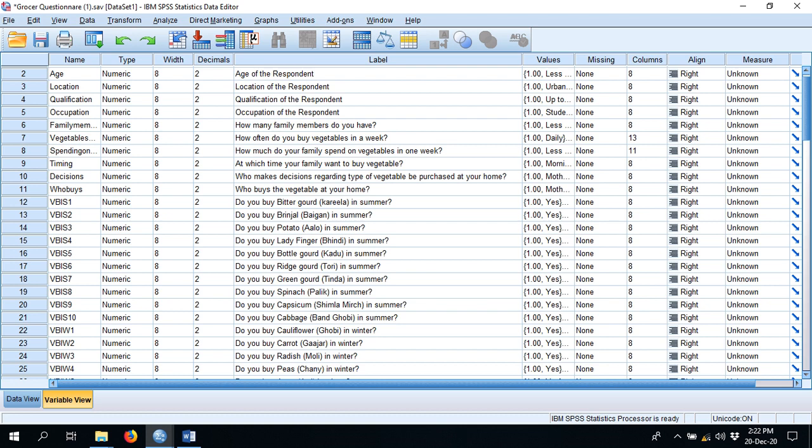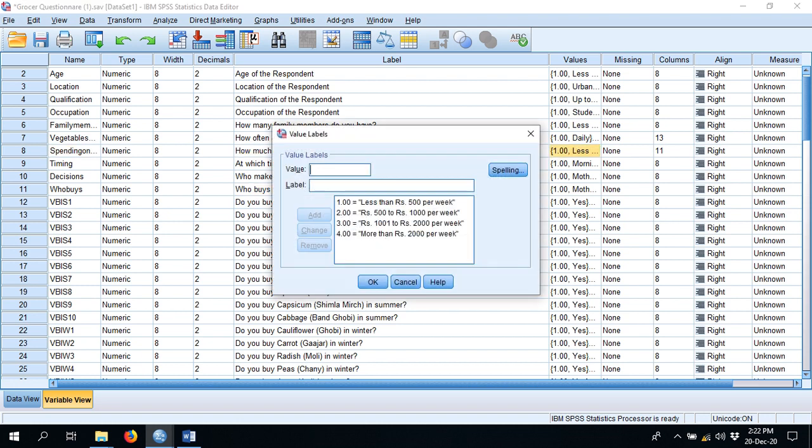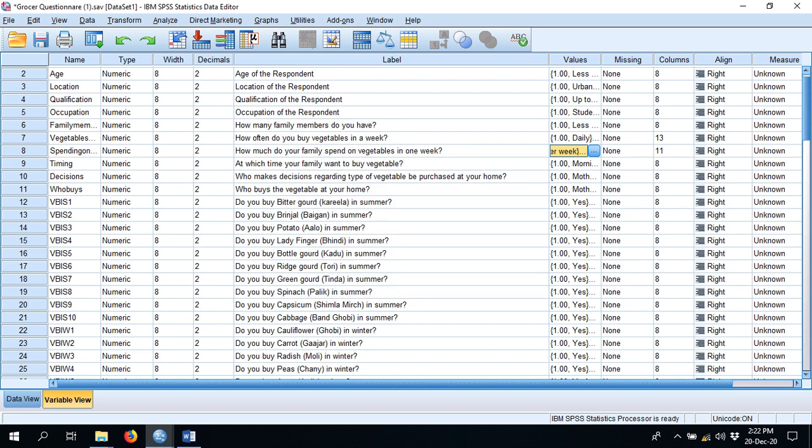So first one, I'm taking family size, like how many family members we have in the family, and then how much do they spend in order to buy the vegetables. So how much do they spend on vegetables in 1 week? We have measured on a scale from 1 to 4, where 1 was less than 500 per week, 2 was 500 to 1000 rupees, 3 was 1000 to 2000, and 4 was more than 2000 per week. So it means it was an ordinal variable.